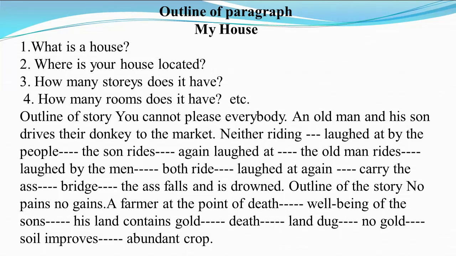Okay, the outline of the story, no pains, no gains. A farmer at the point of death, well being of his sons. His land contains gold. Death, land dug, no gold. Soil improves, abundant crop. Okay, you can see these outline on the screen as well.